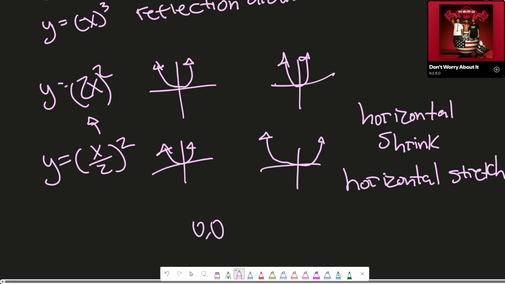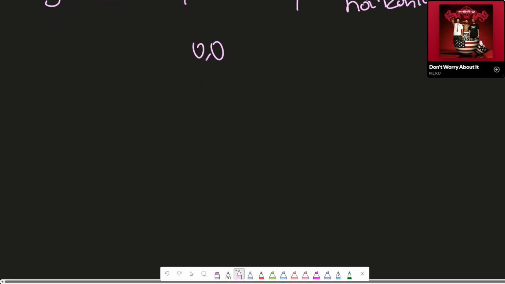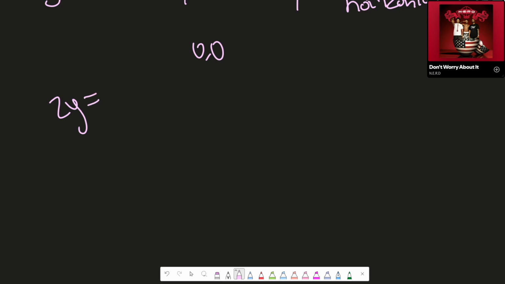And really, y values are not what are changing during horizontal stretches. And now let's look at something like 2y equals x squared.